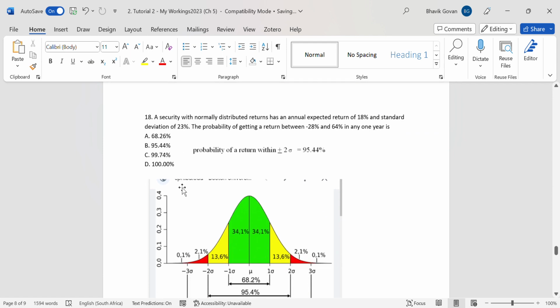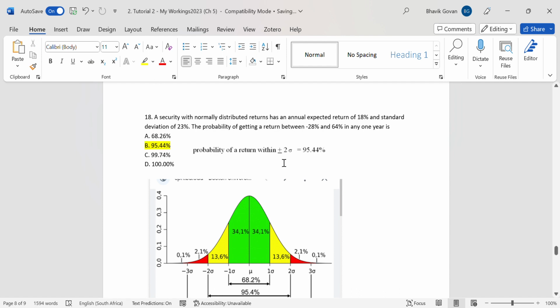18. A security with normally distributed returns has an annual expected return of 18% and a standard deviation of 23%. The probability of getting a return between negative 28% and 64% in any 1 year is, so the answer is actually B.